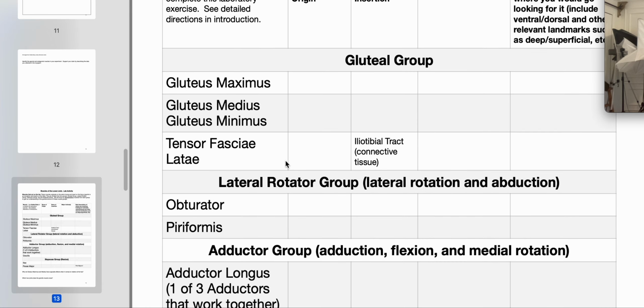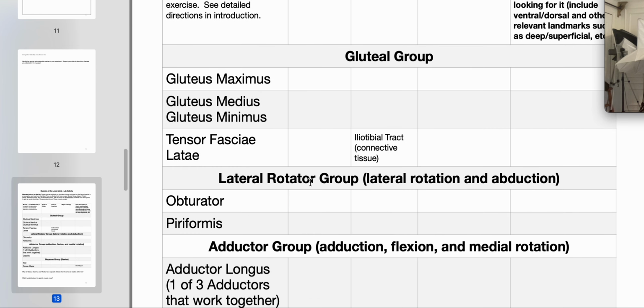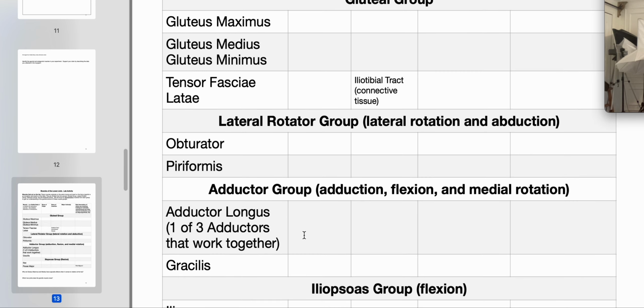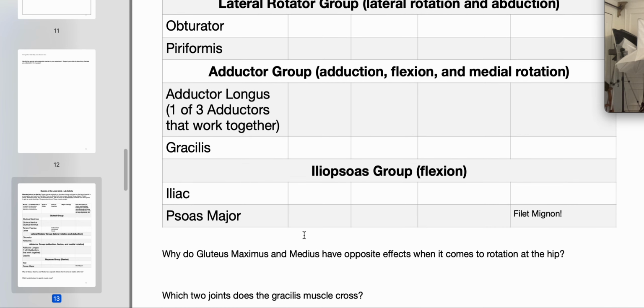So you're going to go through these charts and you'll notice that they're grouped together. So the gluteal group, the lateral rotator group, which means it's telling you what they do. And then there's the adductor group, which means they are telling you what they do. And the iliopsoas group, they are both involved in flexion.